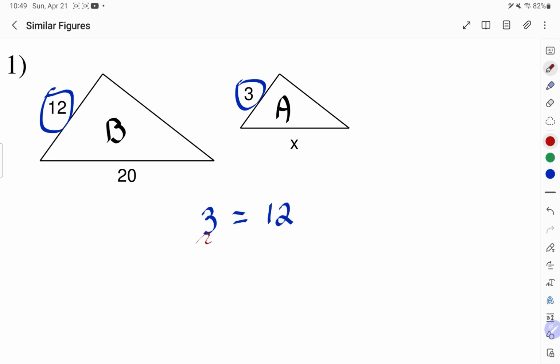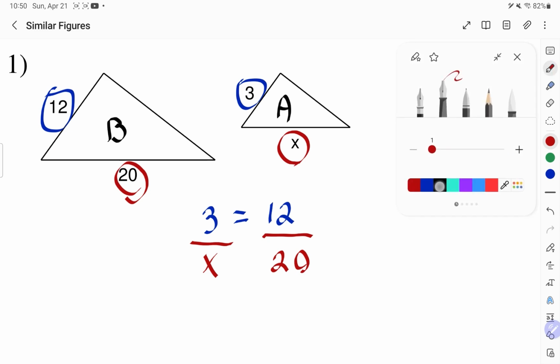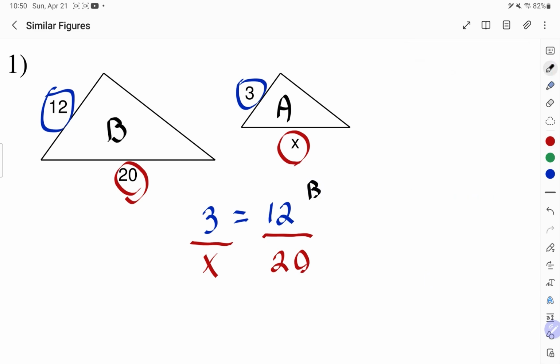Now, once I do that, I'm gonna have to select another side so I can go ahead and do the bottom part. So side B, in this case, is gonna be this 20 and this X. All right, the X goes over here with the 3 and the 20 goes over here. Okay, so I'm putting my big shape on the right and my small shape on the left.